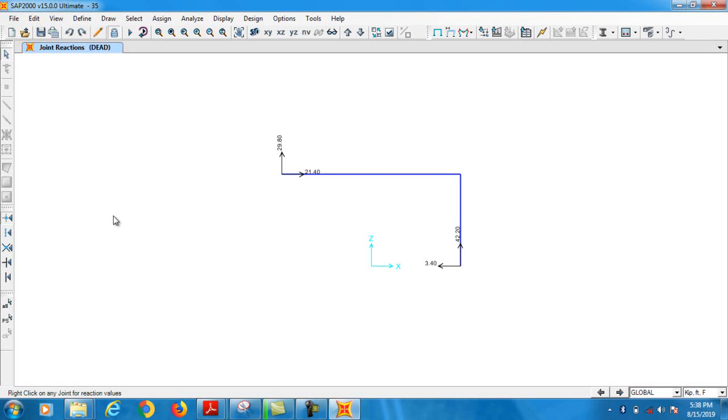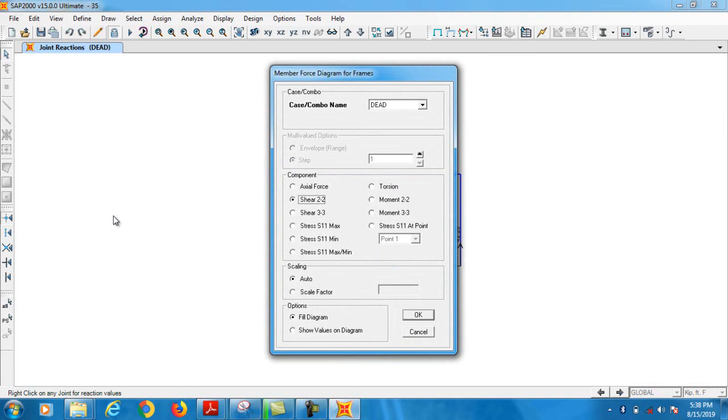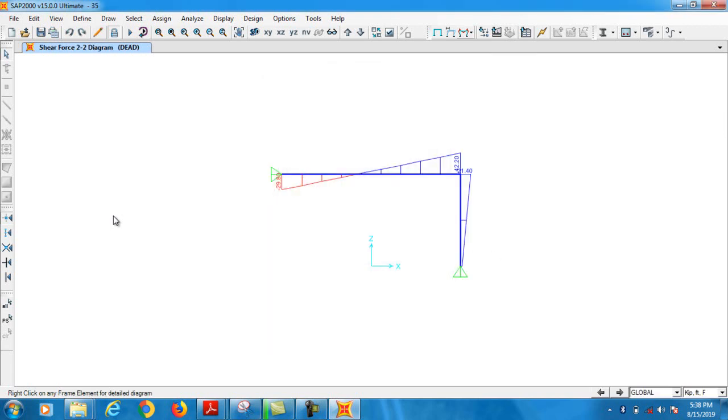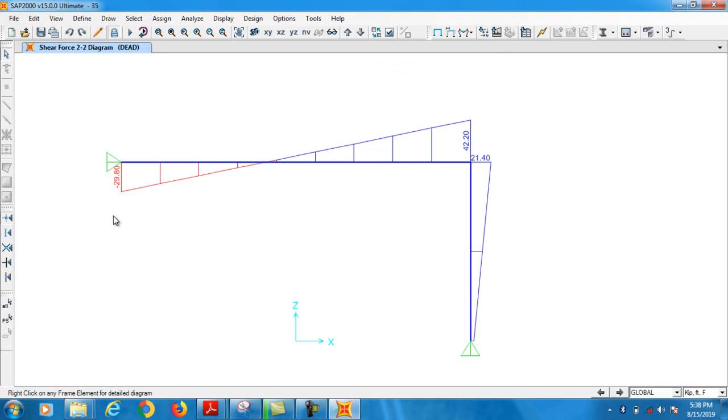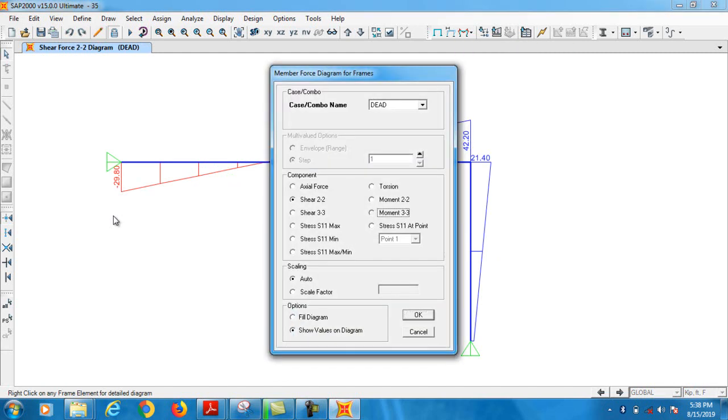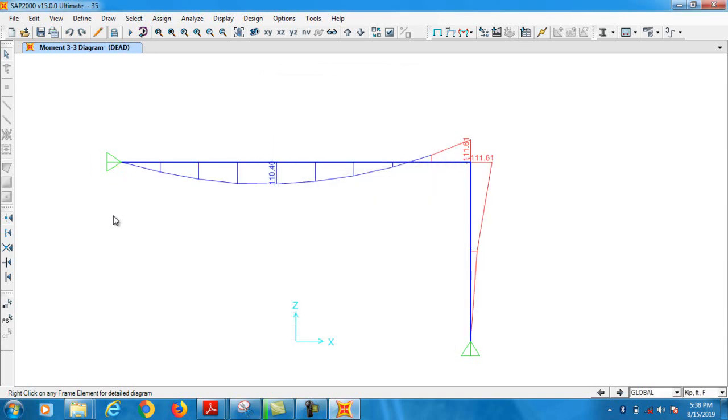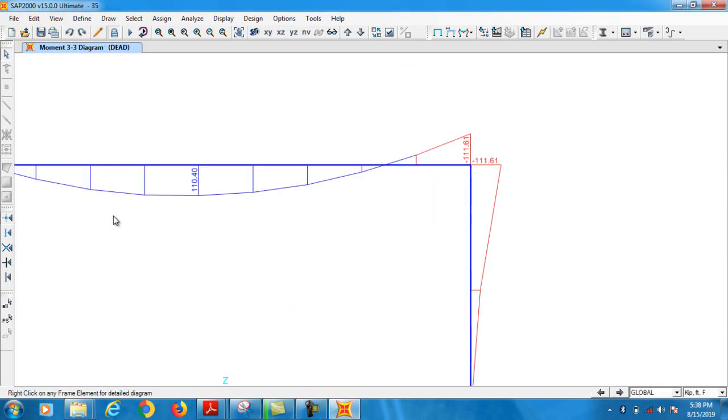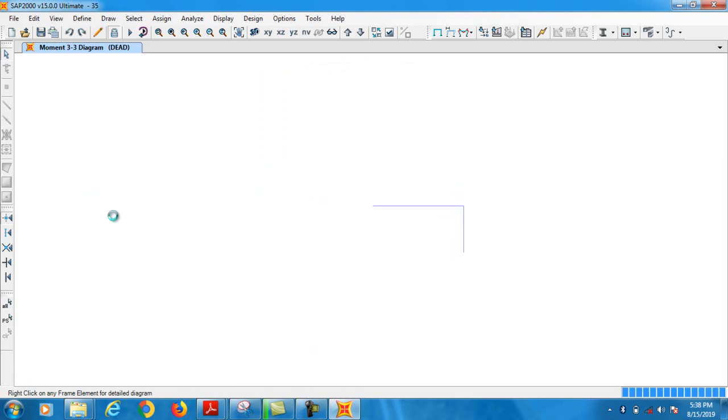You can show your shear force diagram as well. Show values. This is the shear force diagram, with maximum shear at this point. And you can see your bending moment diagram right there. This is the maximum moment. So this is the end of this example.